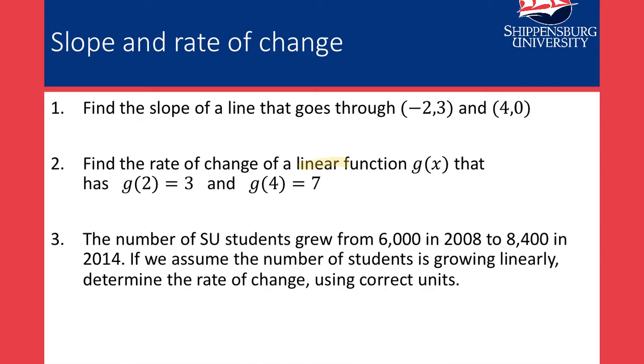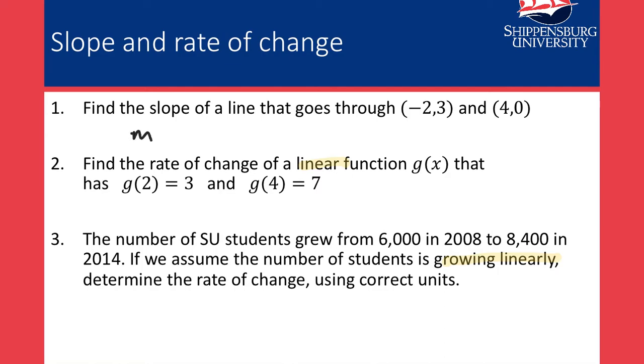And then finally, we have another setting where we're told that the growth is linear, and we're given some observations with the units. So we're given information about students and years. So let's look at these one at a time. In each case, we're trying to find either slope or rate of change, and the point we're trying to make here is that those really are the same thing.